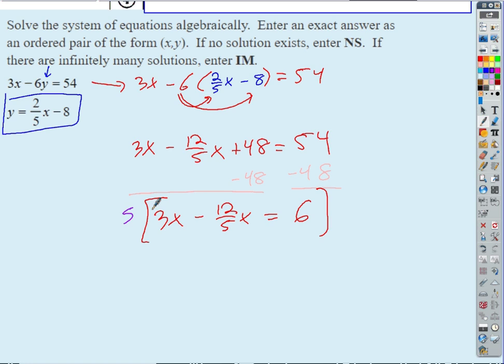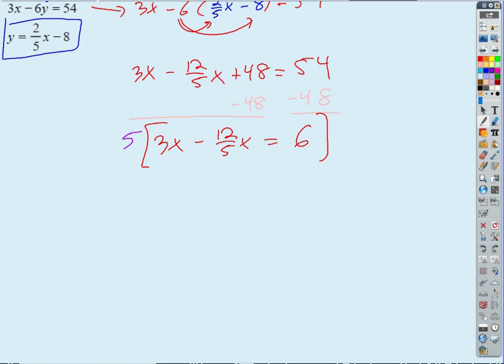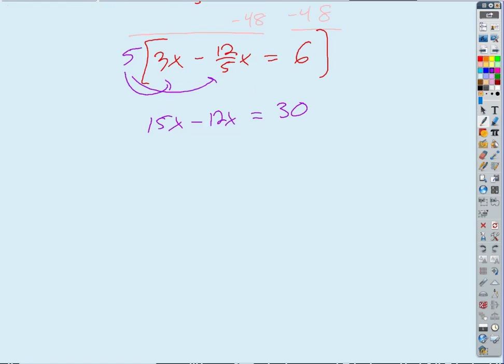Okay? So if I distribute that 5, what am I going to get? 15. Okay, good. 5 times 12/5 is going to give me, the 5's will cancel, right? So I'm going to get 15x minus 12x equals 30. Now that's easy, right? That's no big deal. So once I get to there, now I can combine 15x minus 12x, and then so, Jaden, what's that going to give me then for x? 10, good. So x equals 10.